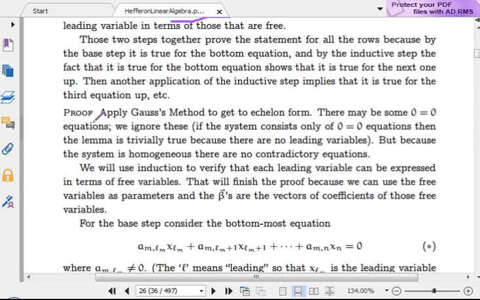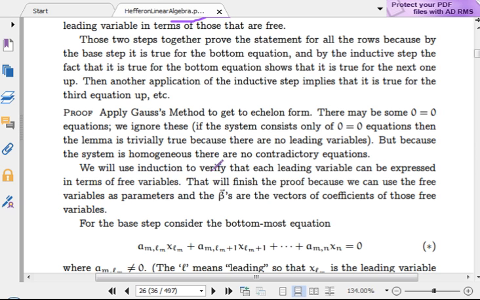All right, so let's start the proof. First, let's apply Gauss's method to get to echelon form. There may be some 0 equals 0 equations. We can ignore these because 0 equals 0 is always true, and there are no leading variables. Right? So we don't need to worry about leading variables. Because the system is homogeneous, there are no contradictory equations. We can always set all variables equal to 0 and get a solution to the system.